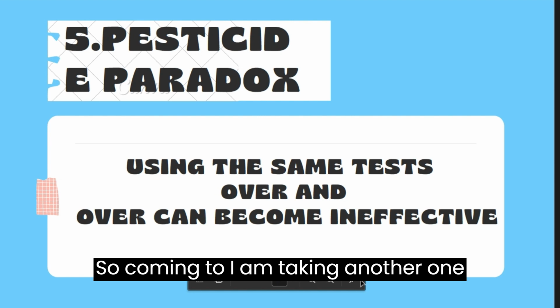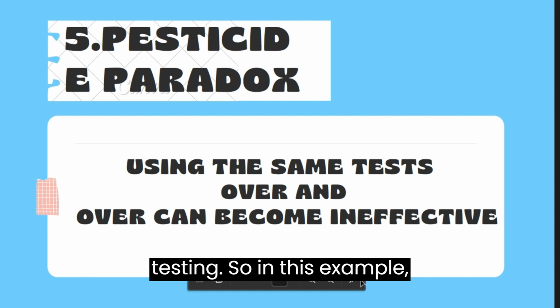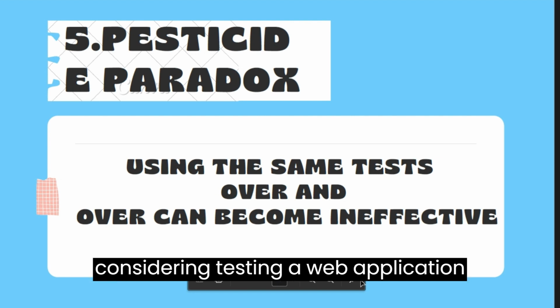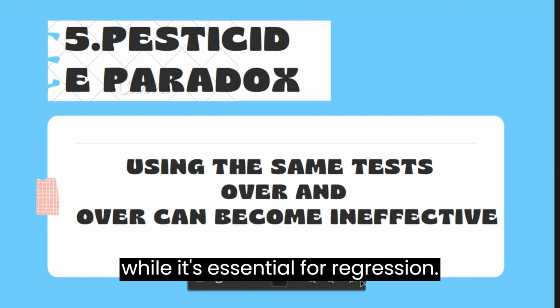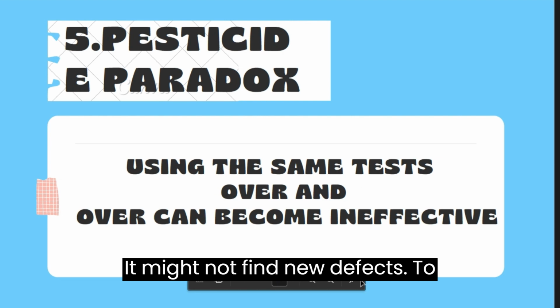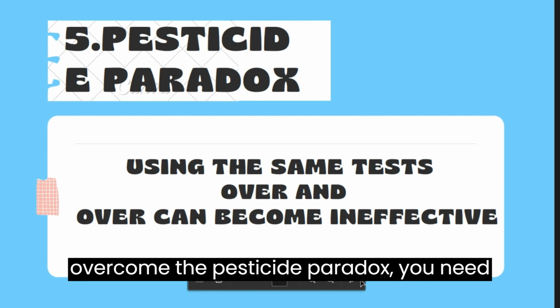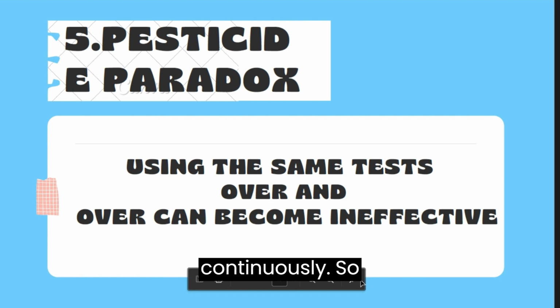So I am taking one example regarding web application testing. In this example, consider testing a web application with the same set of tests every time. While it's essential for regression, it might not find new defects. To overcome the pesticide paradox, you need to evolve your test cases continuously.